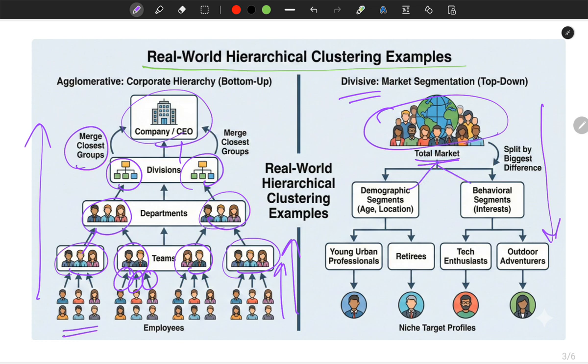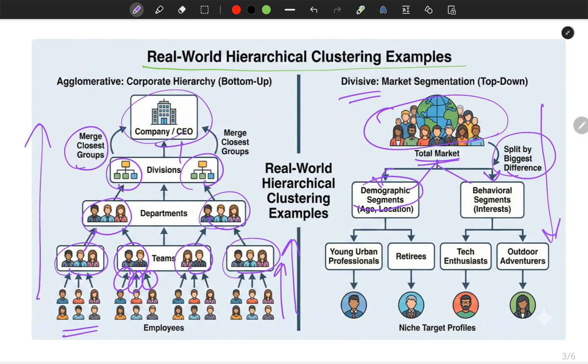So the arrows are pointing downwards here. The arrows point downwards, indicating a splitting process. This is important: split by biggest difference. When we say split by biggest difference, whenever we have the total market, if it has to split between two broad groups, how do we split that one? Whenever there is a biggest difference, that has to be split.